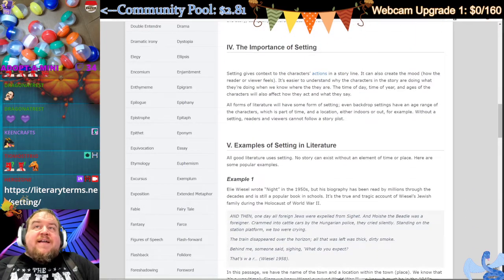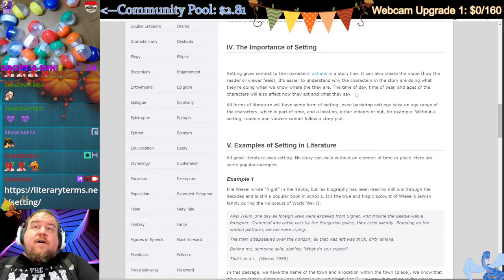Setting gives context to the characters' actions in a storyline. It can also create the mood, how the reader or viewer feels. It's easier to understand why the characters in the story are doing what they're doing when we know where they are. The time of day, time of year, and ages of the characters will also affect how they act and what they say.